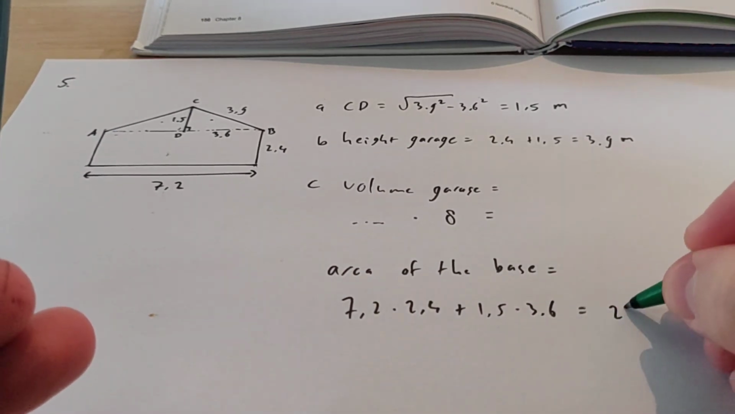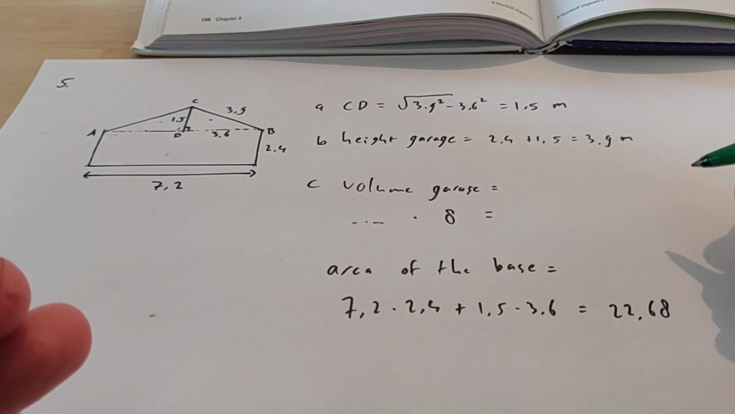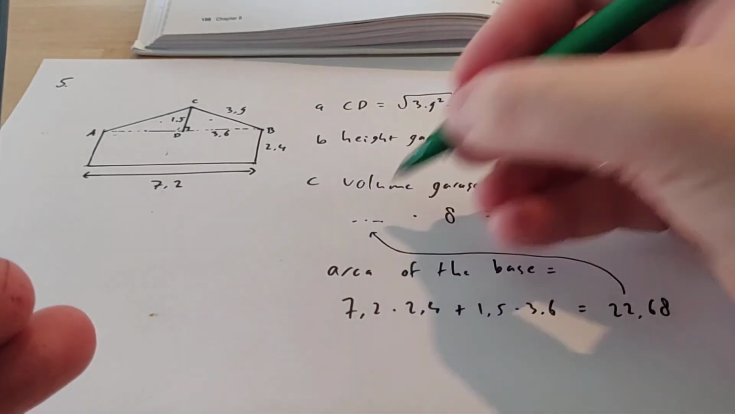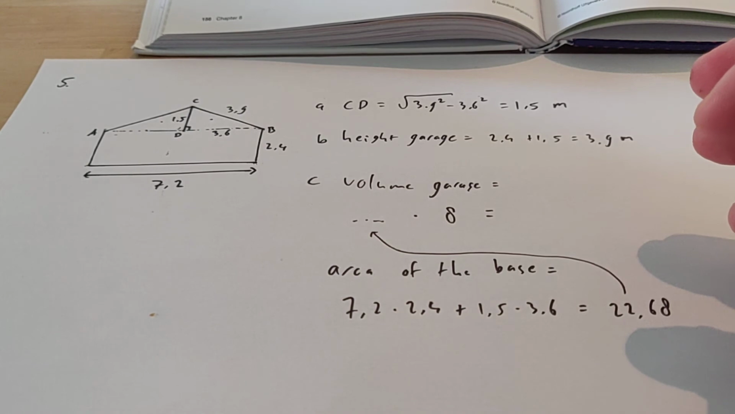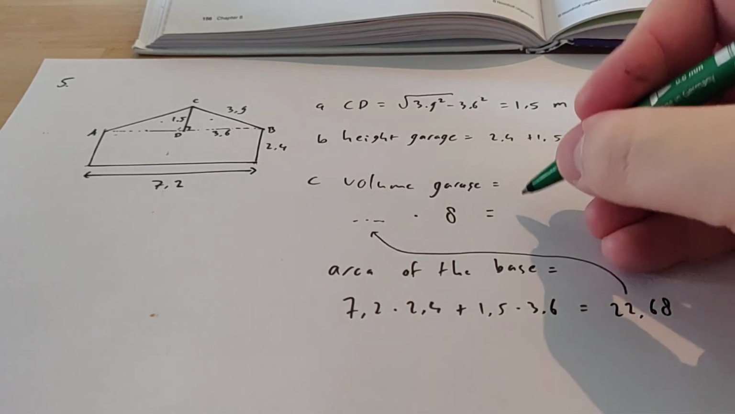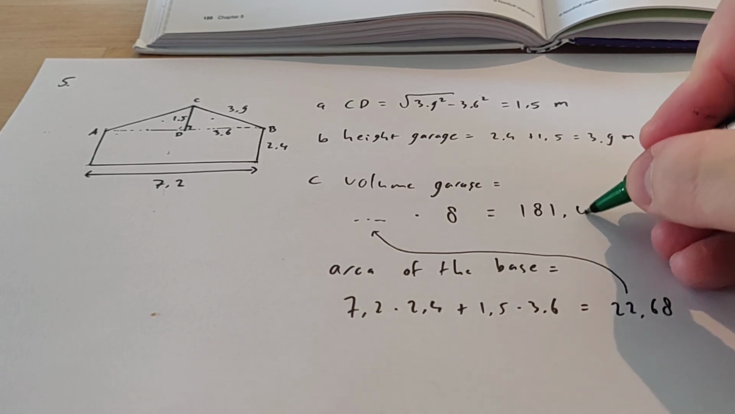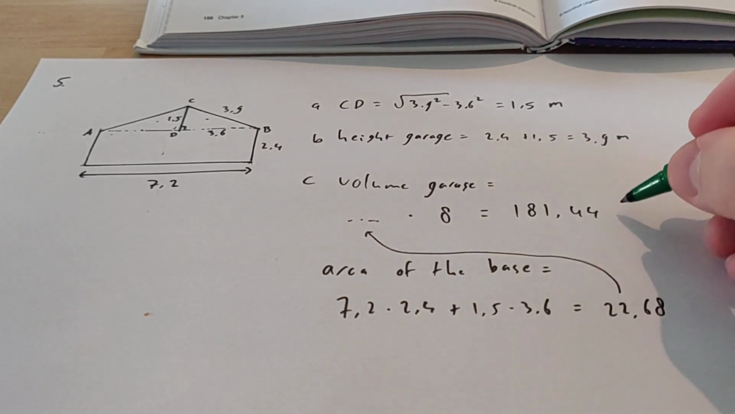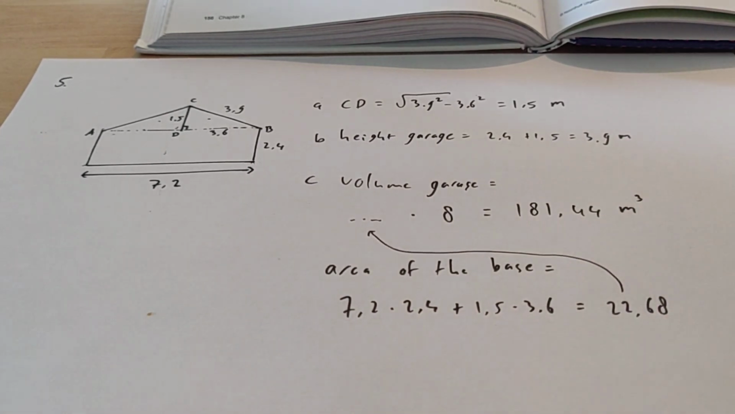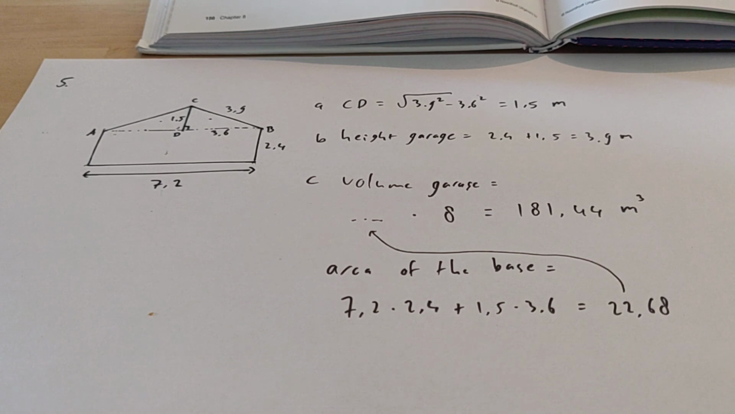I get 22.68. So that goes over here. And if I do that times 8, we get 181.44. And it's a volume now, so I have to write down cubic meters. And the question does not say that you have to round off, so I can just write down the whole thing. So this is exercise 5.